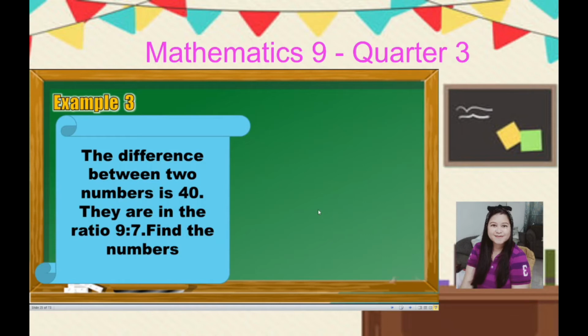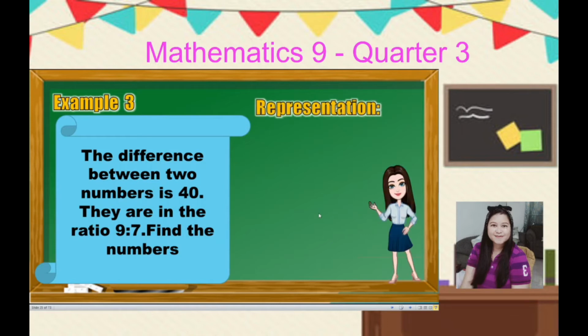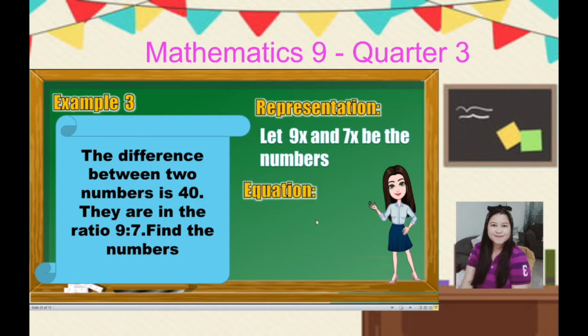So, the first thing we need to do is to represent. So, representation, let 9x and 7x be the numbers. So, since they are in the ratio 9:7, we can represent it as 9x is the first number and 7x is the second number. Okay? Writing an equation from the statement, the difference between two numbers is 40. So, our equation would be 9x minus 7x is equal to 40.